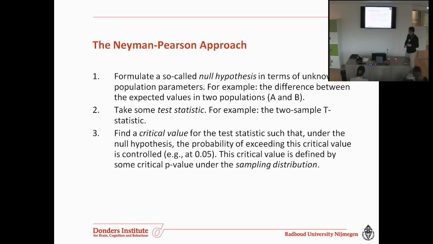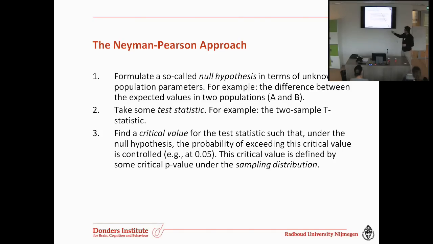So this is how it goes. In the Neyman-Pearson approach, you always start from a so-called null hypothesis. And this null hypothesis always pertains to unknown population parameters. And typically the null hypothesis is about expected values or population means. You also have null hypotheses about variances, correlation coefficients, but the story is the same. So here we focus on expected values, and you have an interest in whether the expected values in 2 populations, typically 2 experimental conditions, A and B, whether they are equal or not.